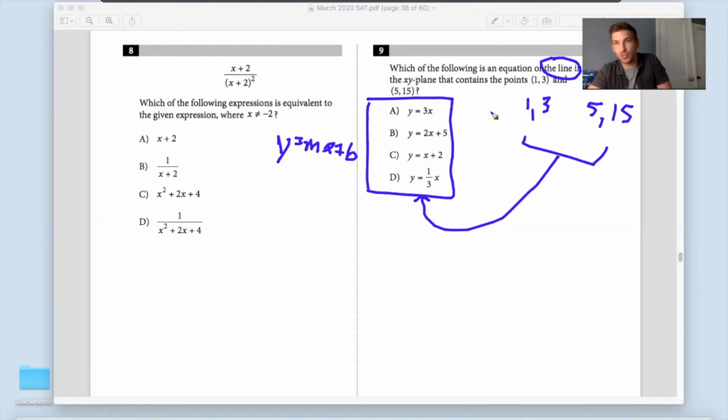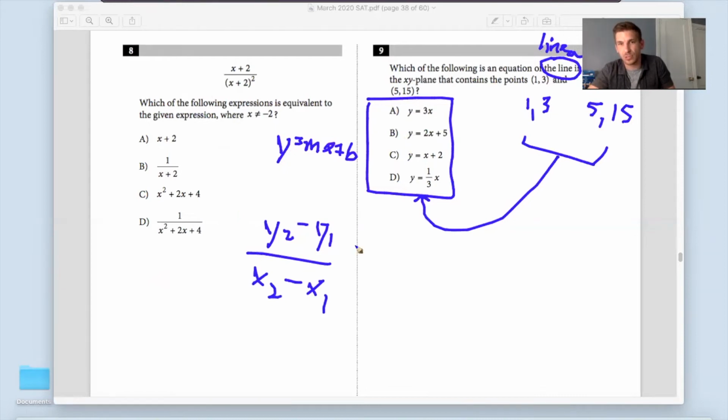Because if I give you 2 points and you're assuming the line is linear, then it just becomes y2 minus y1 over x2 minus x1. And what you're attempting to do is solve for the slope, right? Because the slope of the line is what is different between all 4 of the given equations.